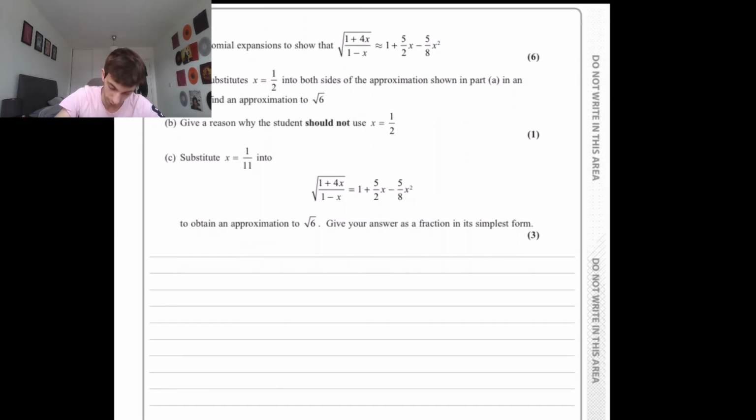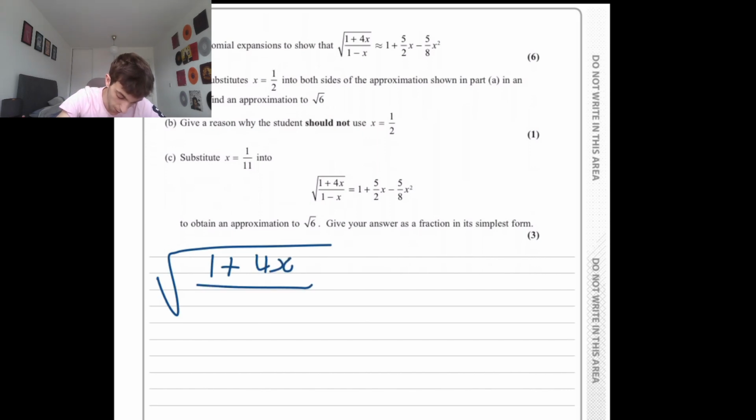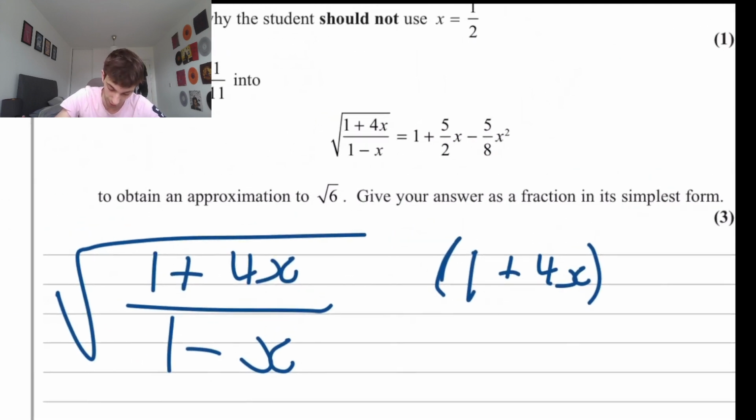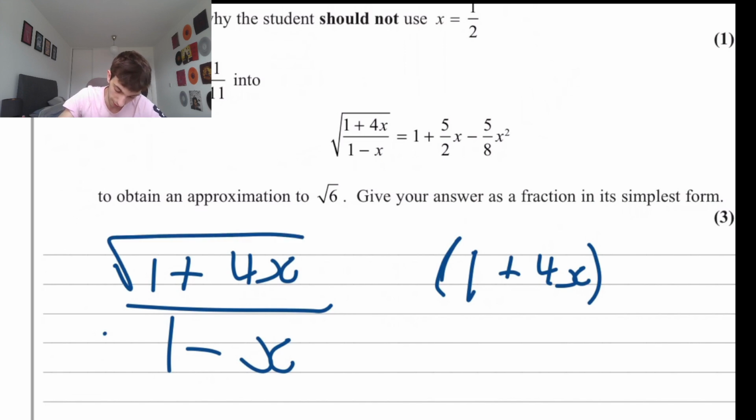So we currently have 1 plus 4x over 1 minus x. We can split this up as 1 plus 4x to the power of a half, because we can split up the square root, so we have just the numerator square rooted. Quickly drawing that out here. We can split this up using our rules of surds as the square root of 1 plus 4x over the square root of 1 minus x.